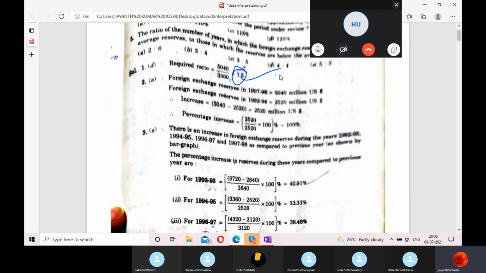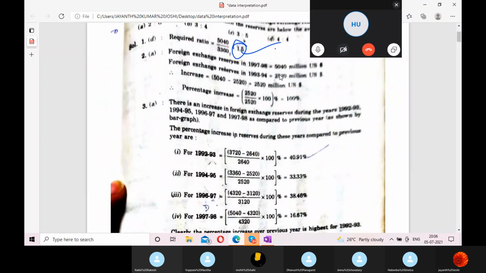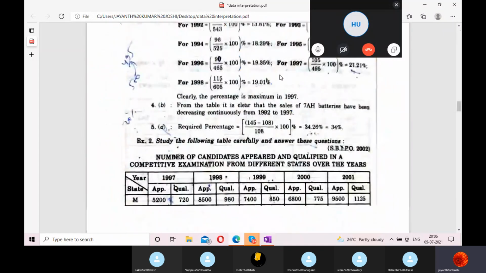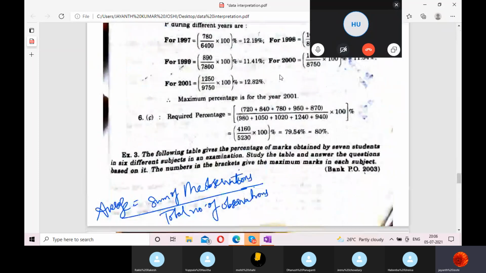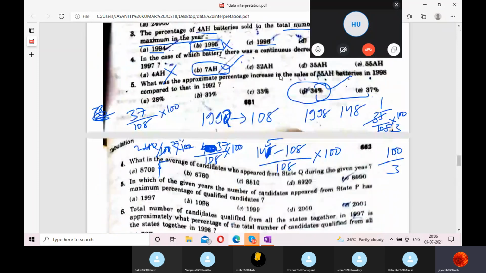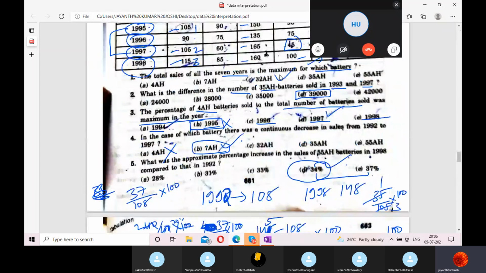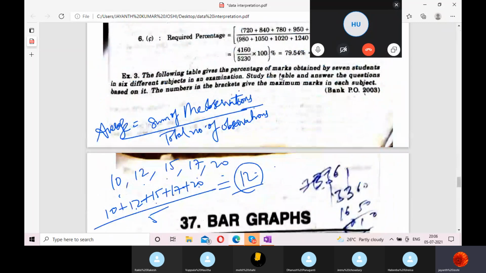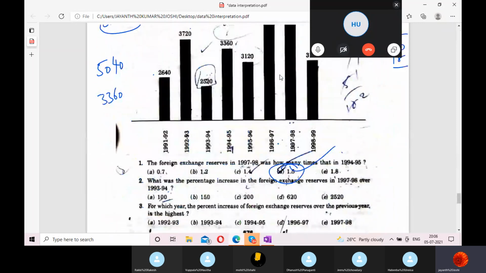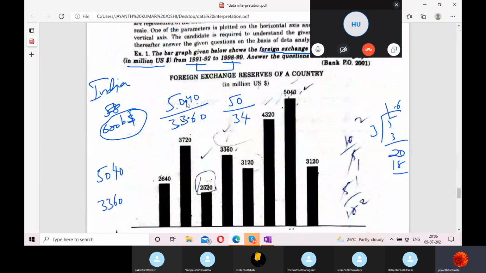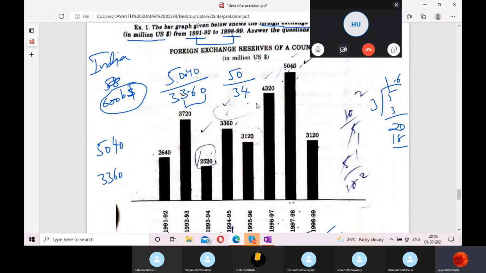Now question number 2. So you should try to do this in a shortcut way. Don't go for lengthy calculation. Try to approximate. So what I did, instead of taking bigger numbers, I just took 50 by 34. That means 50.40 and 33.60. See, 33.6 is 34, 50.4 is 50 only. So the first question is done.